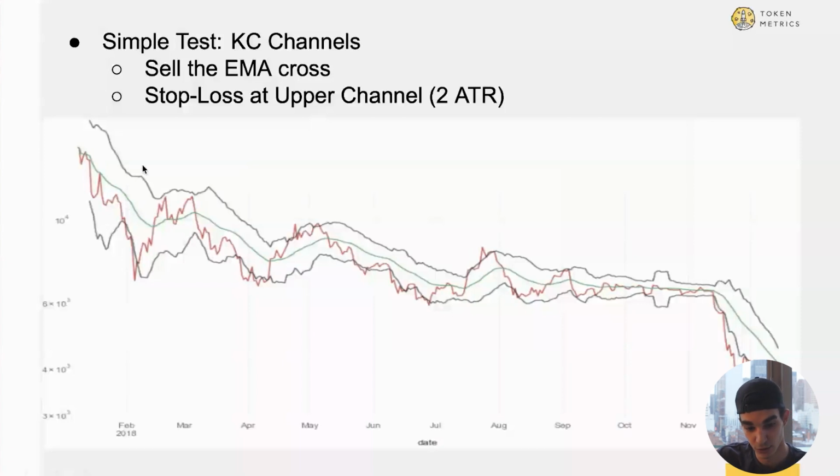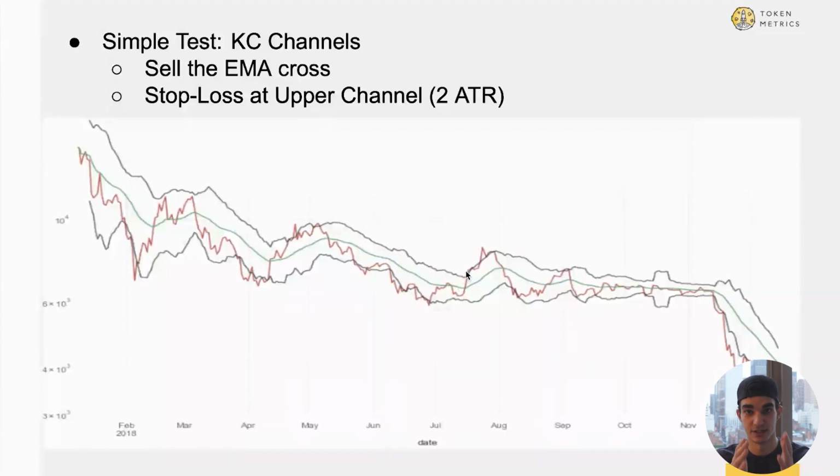So for example, here I would have had a short signal, and then my stop loss would have been activated here. Similarly here, I would have gone short all that time, and then my stop loss would have been activated somewhere here.